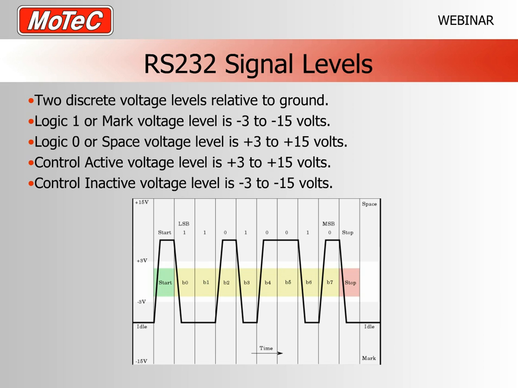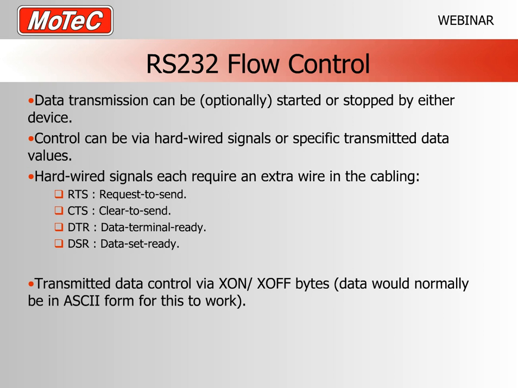Now there are also control lines in RS232, and they have the opposite sense to the data line. So therefore an active control voltage is a plus voltage and an inactive control voltage is a minus voltage.